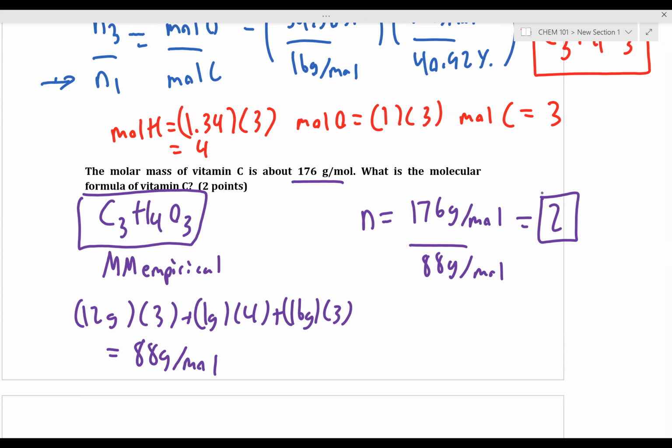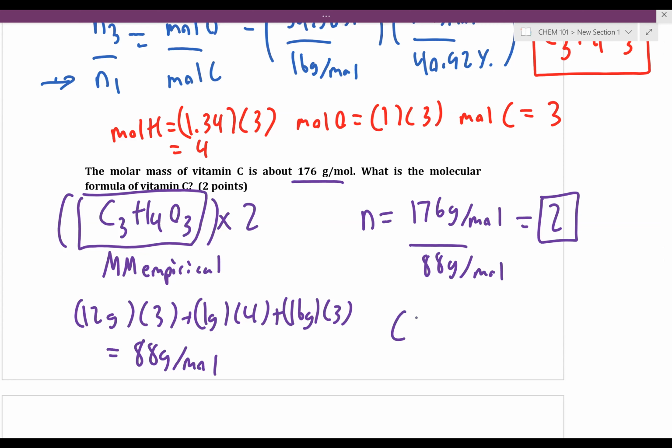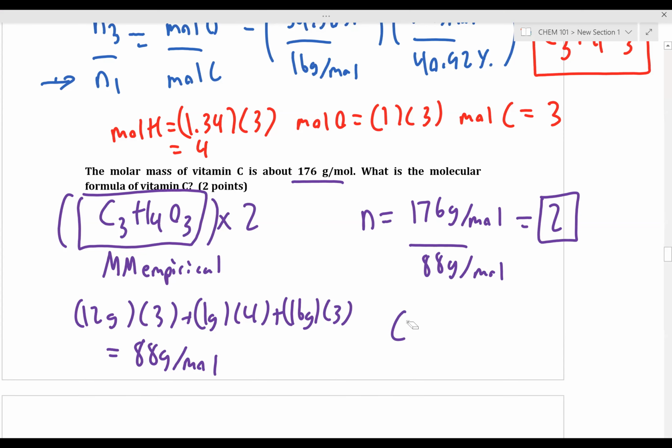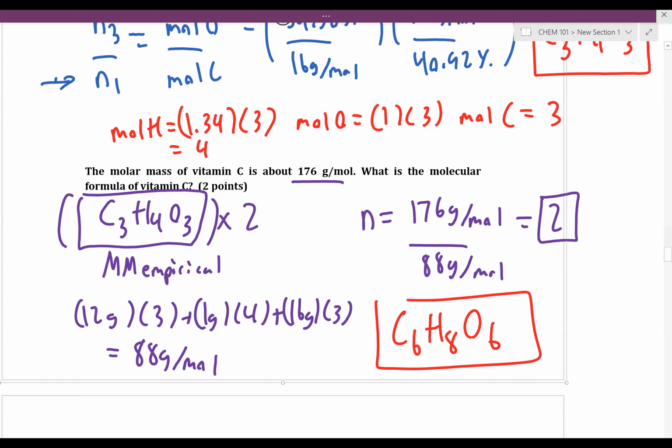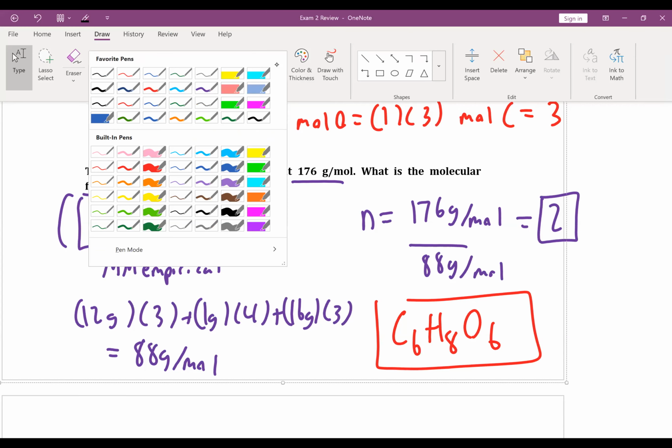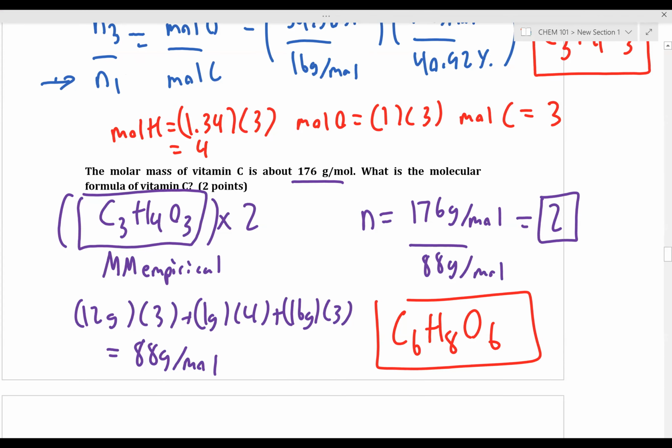Okay, so we get n equals 2. So we're going to take each of our coefficients and multiply them by 2. What are our new coefficients? So we have C6H8O6. There we go. Vitamin C's formula calculated relatively quickly. Does that make sense to everyone? It's not too bad once you go through it, right? Okay. Any questions on this example?